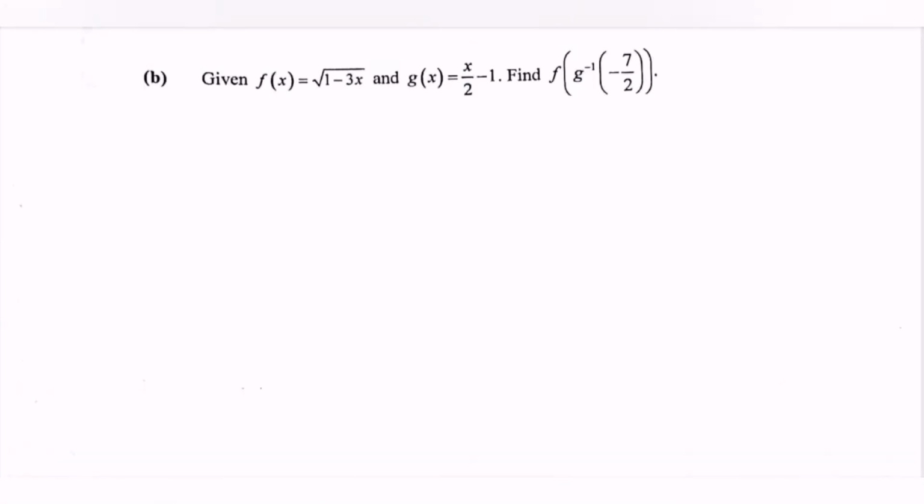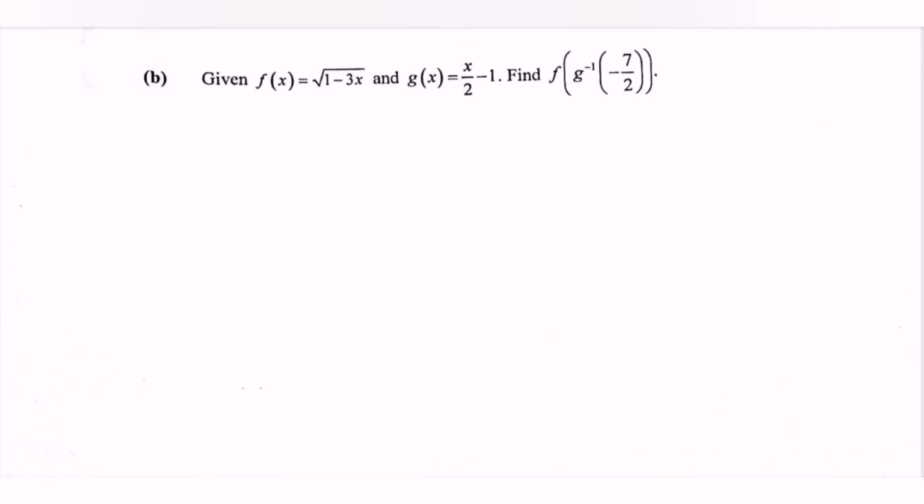Next, focus on part B. Given the function where we have f(x) equals square root of 1 minus 3x and the function g(x) where we have x over 2 minus 1. Find f of g inverse for the value negative 7 over 2.